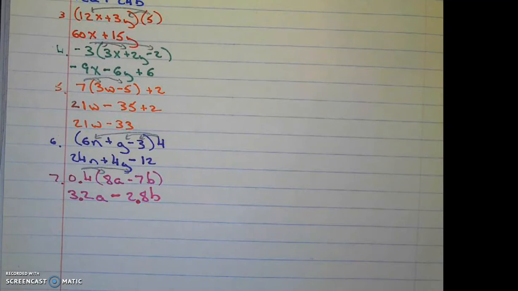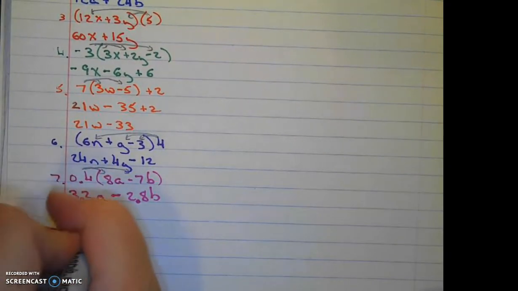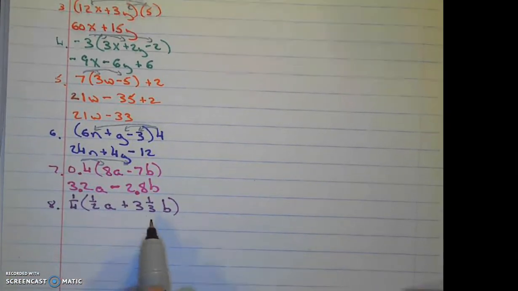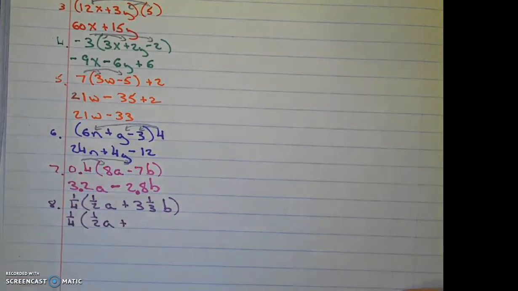And then let's take a look at number 8 and throw in a fraction here. Let's take a 1/4 times 1/2 a plus 3 1/3 b. If we kind of preview this problem, we notice that I'm going to be taking 1/4 times this mixed number. So let's plan ahead. Let's make this 1/4 times 1/2 a plus, go ahead and make this improper. 3 times 3 is 9, and 9 plus 1 will give us a 10. So that's a 10 over 3, and then times a b.